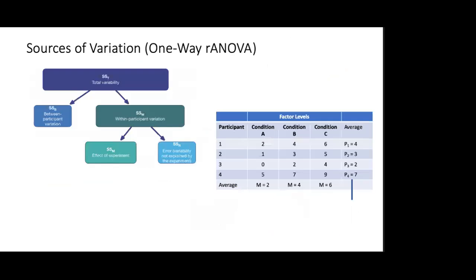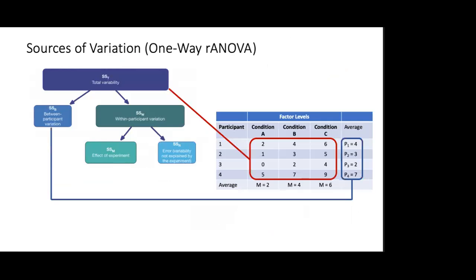Okay, so let's do that again with numbers to make it a little clearer. So we have our total variability, right? We can calculate the grand mean, and it's just how much each individual score deviates from the grand mean.